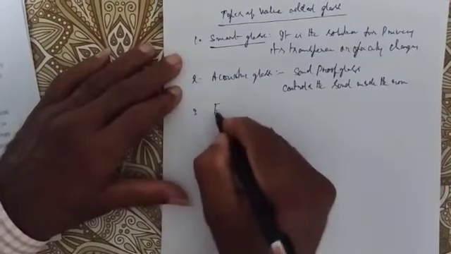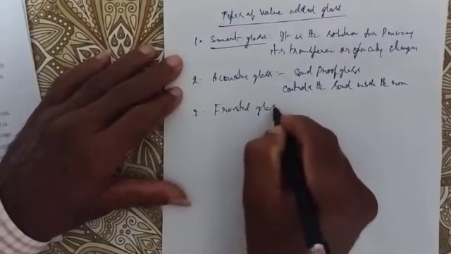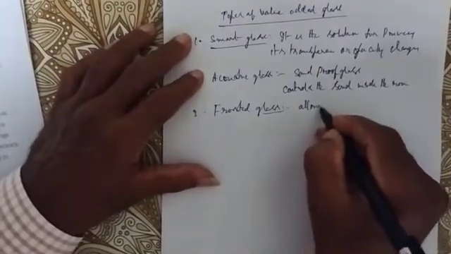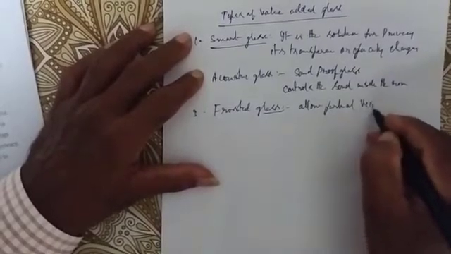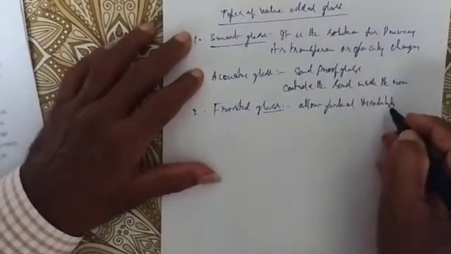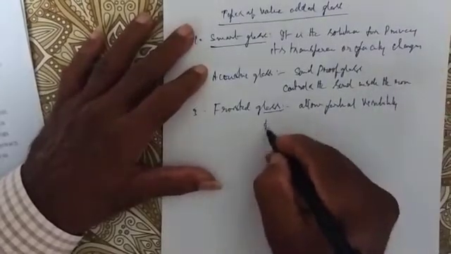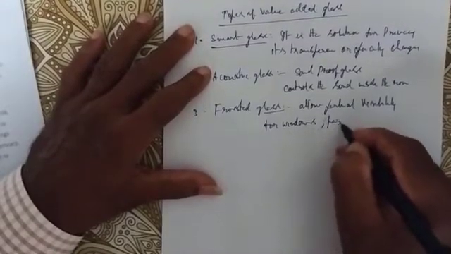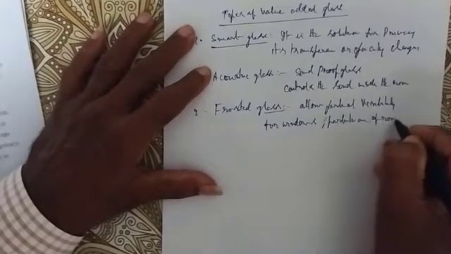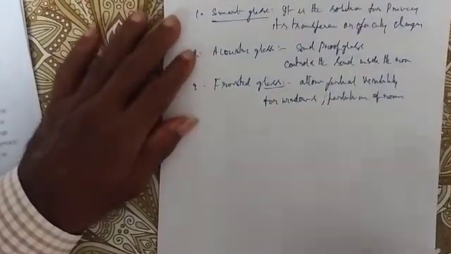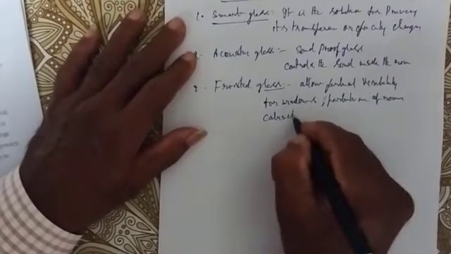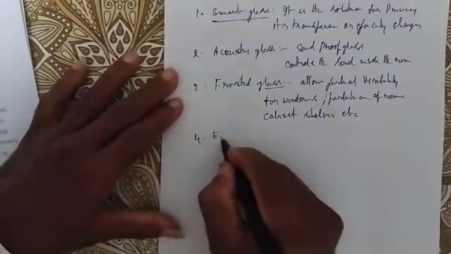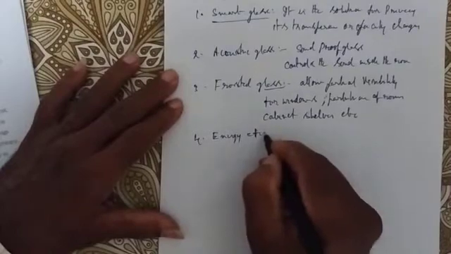The next one is frosted glass. Frosted glass allows partial visibility. Therefore, it can be used for windows, partitions of rooms, cabinet shelves, etc.